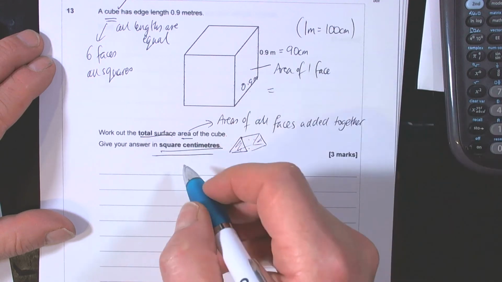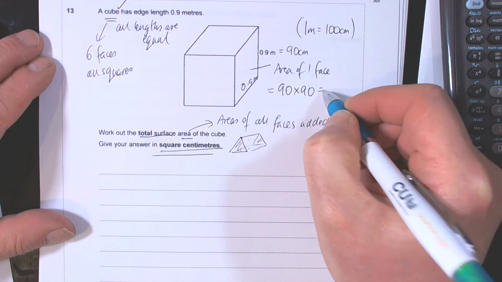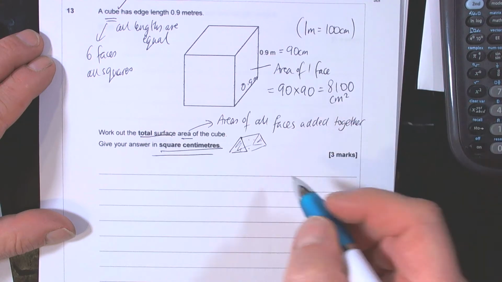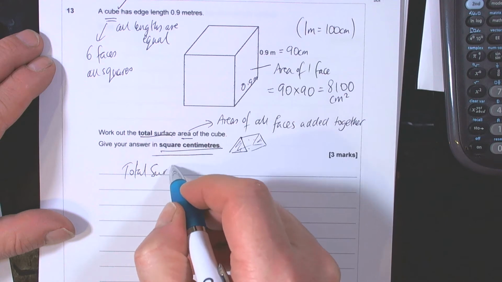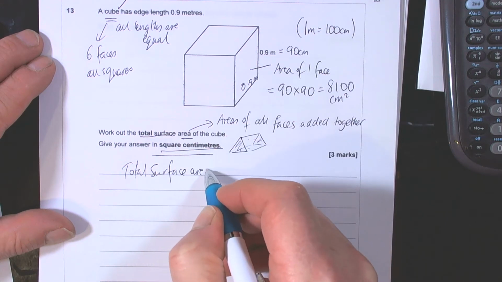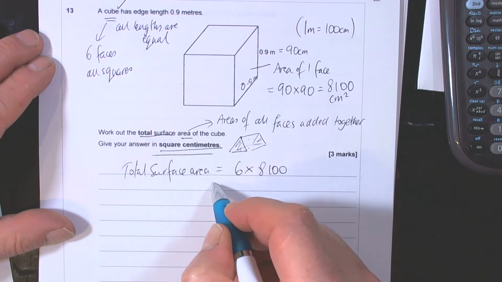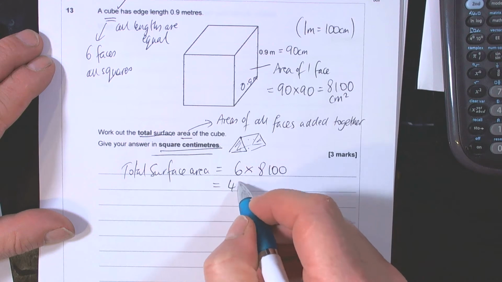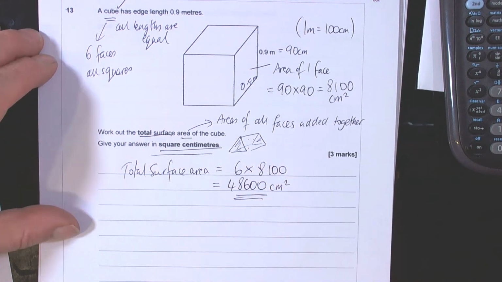So we now know that the area of one face is going to be 90 times 90, which is going to be 8,100 square centimetres, and we know that the total surface area is 6 of those, so the total surface area is equal to 6 times 8,100, 48,600, so 48,600 square centimetres.